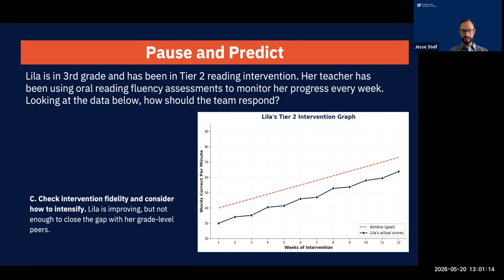So we're not totally unhappy with what's going on with Lila, but we need to make some kind of tweak. And this type of data-based decision making is really best done as a team, as a grade level team, or a teacher in conjunction with a literacy leadership or school-based leadership team.